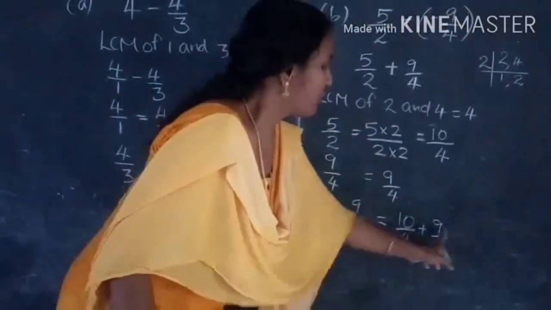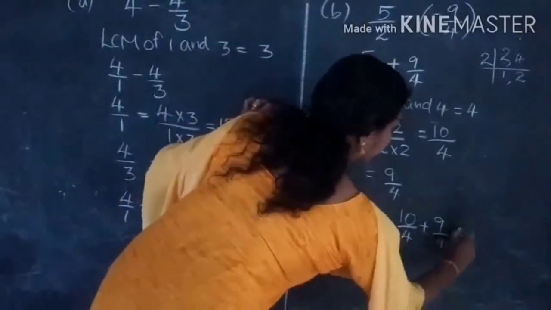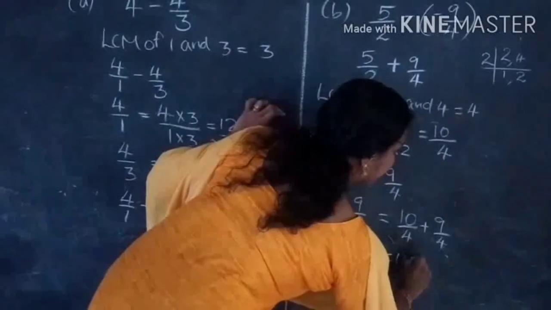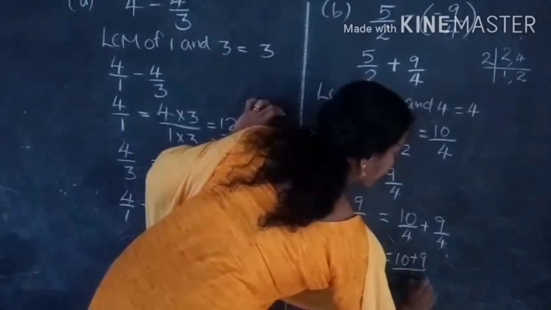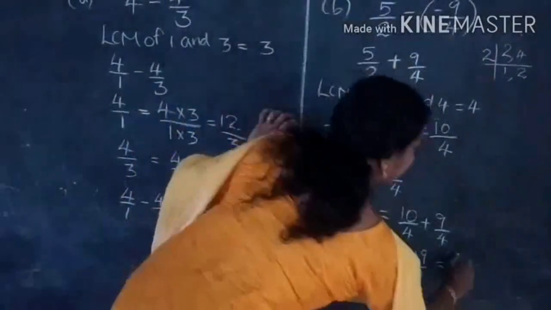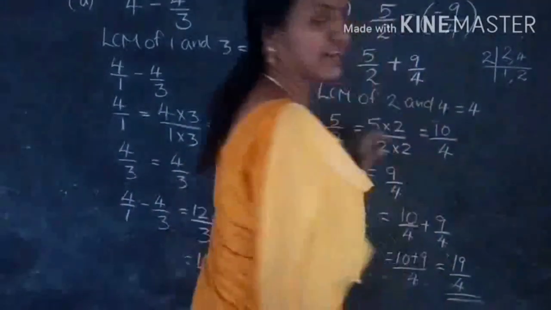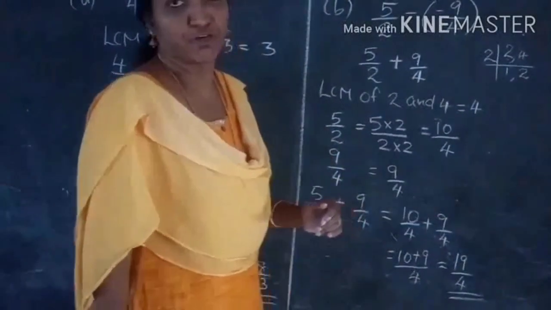Here the denominators are the same, so we add the numerators. It is equal to 10 plus 9 divided by 4. 10 plus 9 is 19. 19 divided by 4. The answer is 19 divided by 4.